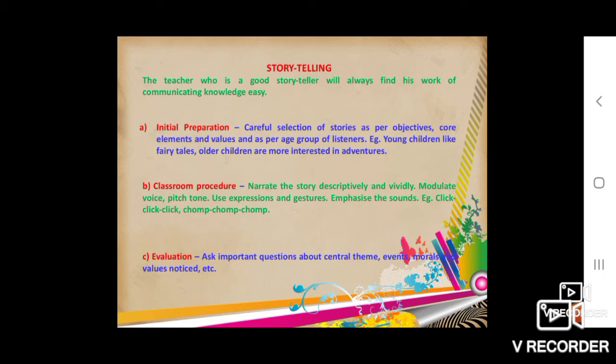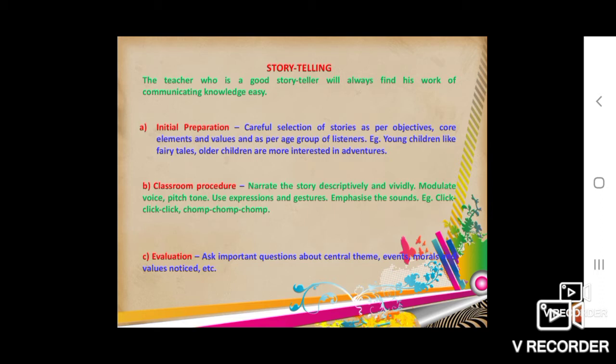Storytelling helps to arouse curiosity, and students will definitely pay proper attention towards your teaching. So storytelling should be included in the classes at the lower level, higher level, or secondary level. In this storytelling technique, we need to keep three things in our mind: A, initial preparation, B, classroom procedure, and C, evaluation.